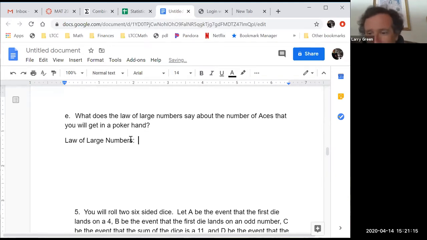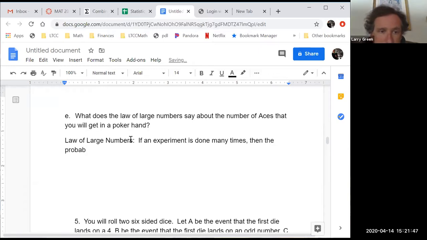Okay, so law of large numbers. Okay, and what it says is that if an experiment is done many times, then the probability will likely be very close to achieved. There's a lot of ways of saying it, but this is basically it.